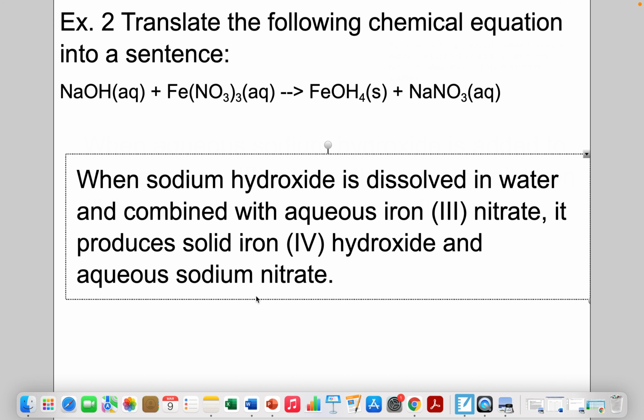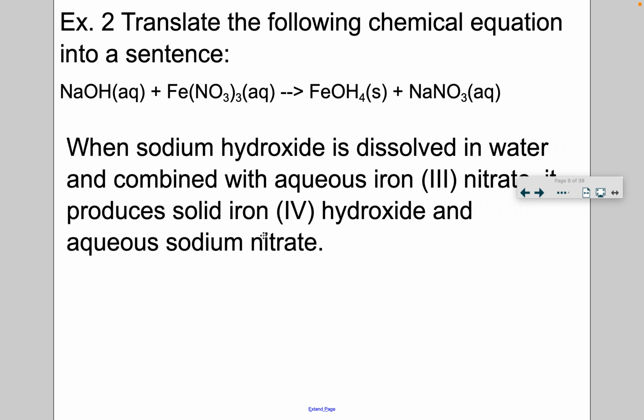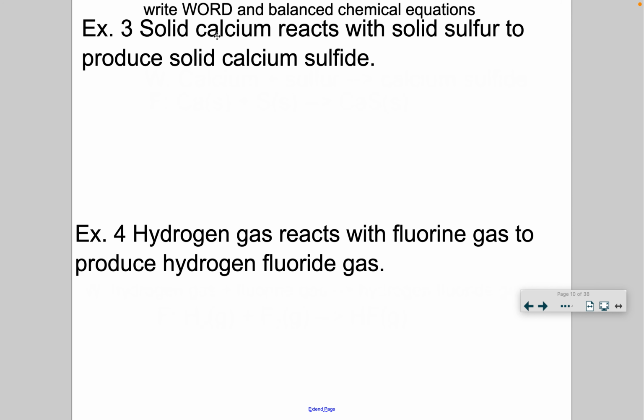Okay. So is that a sentence? Yeah, that's a sentence. Am I able to use this sentence to figure out my chemical formula from it? Yeah, I think so. So, looks good. Write the word and balanced chemical equations. All right. Solid calcium reacts with solid sulfur to produce sodium calcium sulfide.